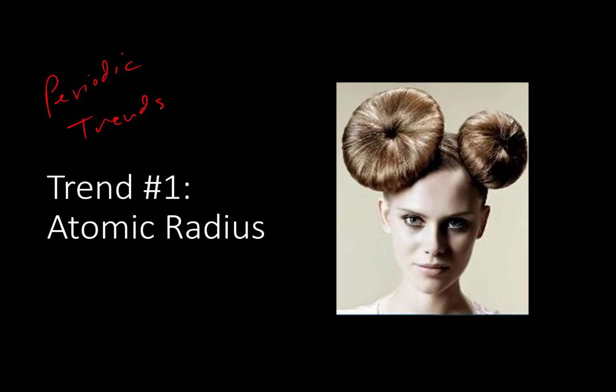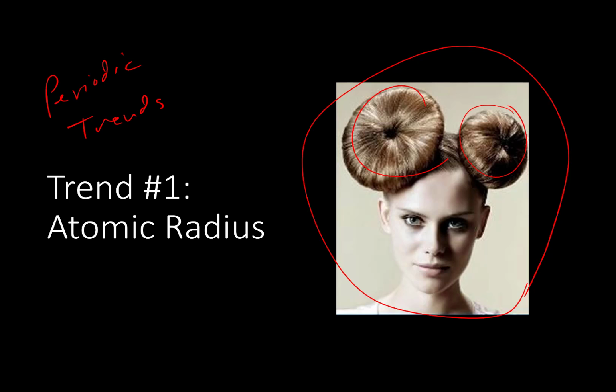So I've got some trendy photos as we go through here, such as this girl over here with this very unique hair. And this is a pretty relevant, trendy look for our discussion, simply because we have these two interesting looking buns that remind me of atomic radius. Okay, so we're going to be talking about the periodic table and how atomic radius changes as you go in different directions across and down the periodic table.